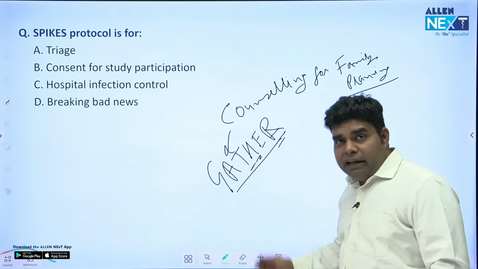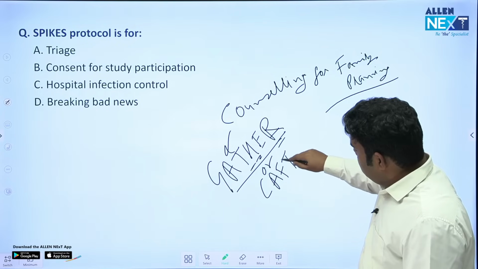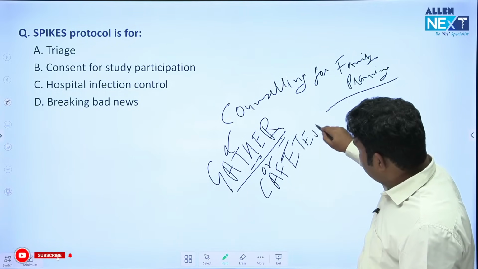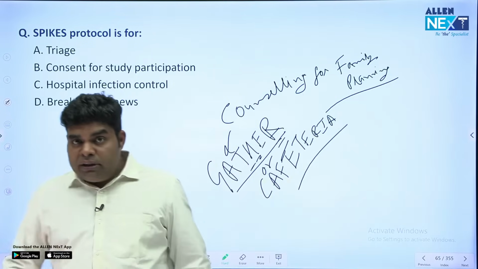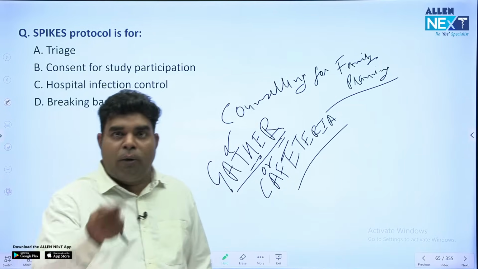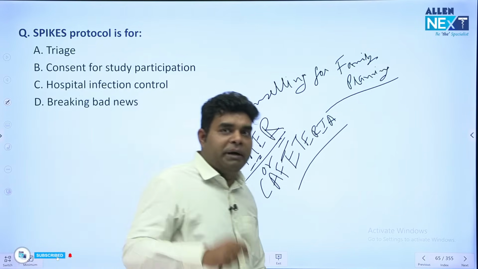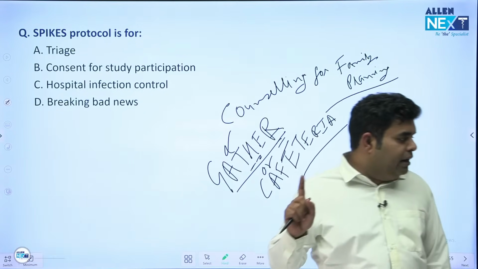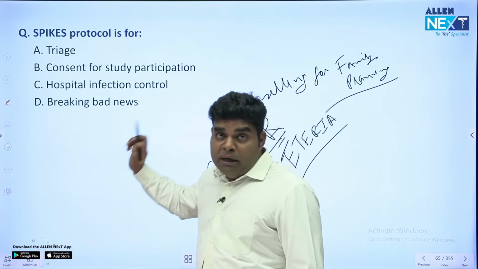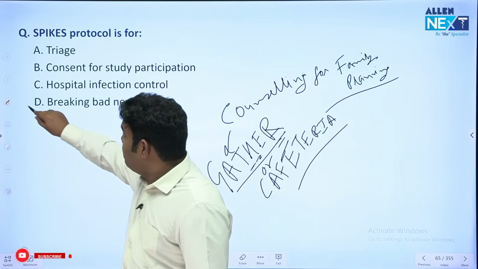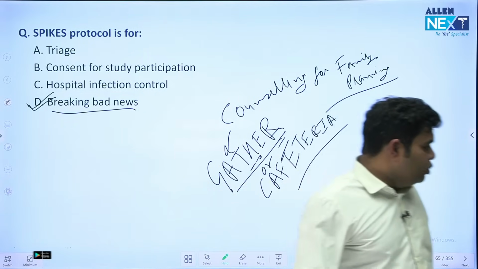Okay. Similarly, along with GATHER, there is one more approach, the cafeteria approach. Cafeteria approach means just like if you go to CCD or somewhere, they will give you all the options of coffee and you choose from them. Similarly, in family planning, you have to give all the options to the patient and they will choose from it. So cafeteria and GATHER are for counseling of family planning, and SPIKES protocol is for breaking bad news, like news of death or news of cancer, to the patient.